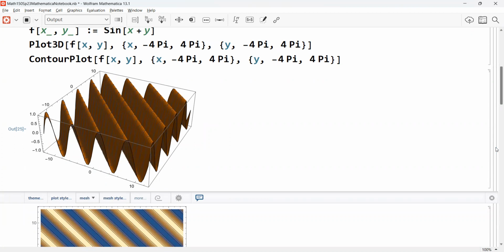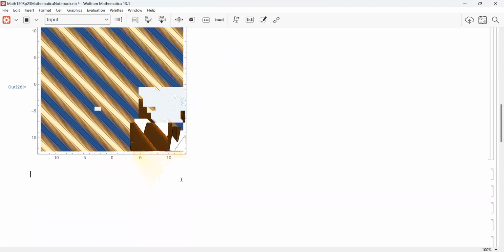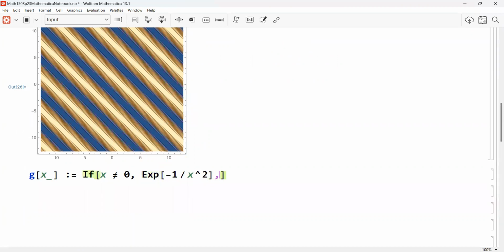I can do a more basic function. Maybe I'll use g of x is going to be If x not equals 0. The way you do a not is an exclamation point equal sign. I think it's exponential of -1 over x squared. And then if it is 0, it's going to be 0.